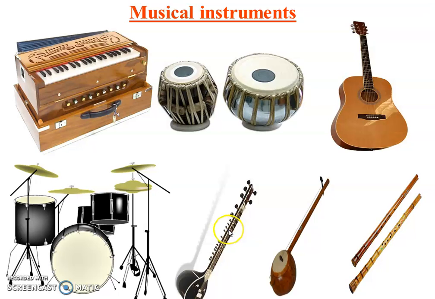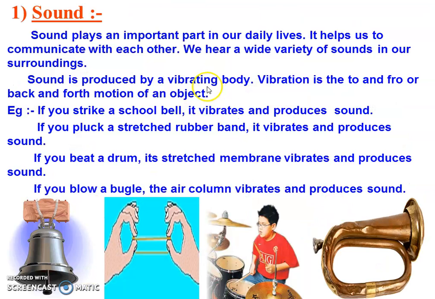Similarly, in these two instruments, there is a stretched wire, and there is a container of air. In this flute, there is an air column inside the tube, and some holes are pointed here. When we play these instruments, we get the sound. Now, why are we getting this sound, we will discuss in this slide.